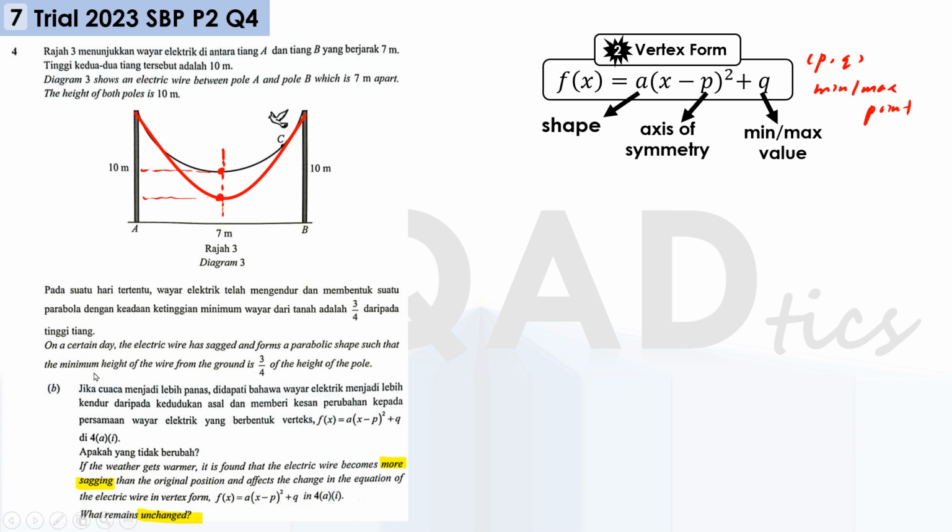Right? So to answer this question, part B, we can say that the axis of symmetry remains unchanged, and you can write the axis of symmetry's equation, which is x equals 7/2, or if you want to write x equals 3.5, it's fine as well.